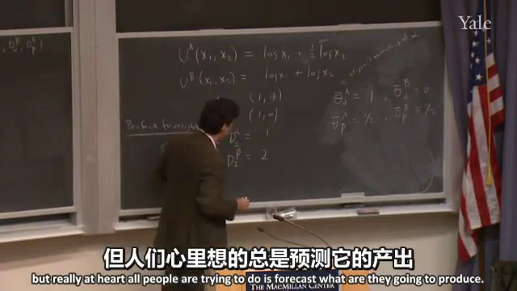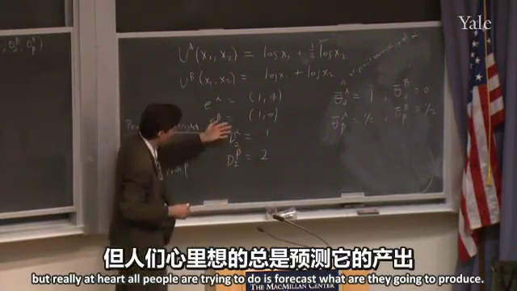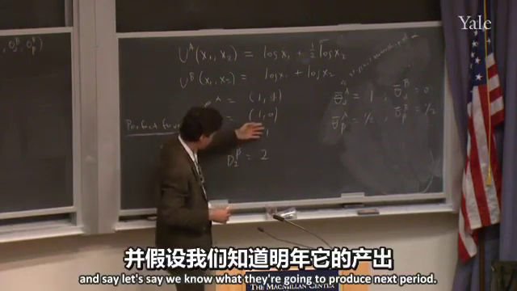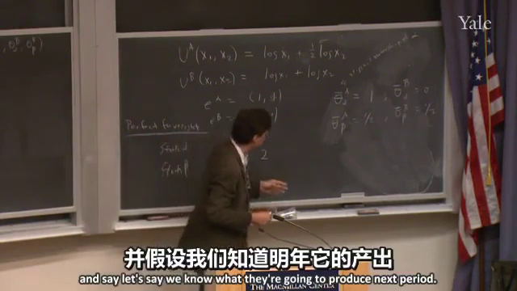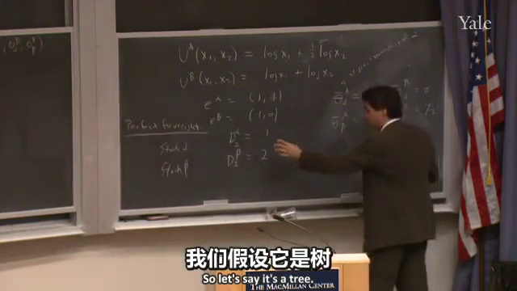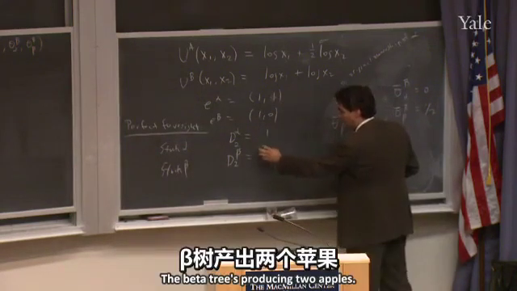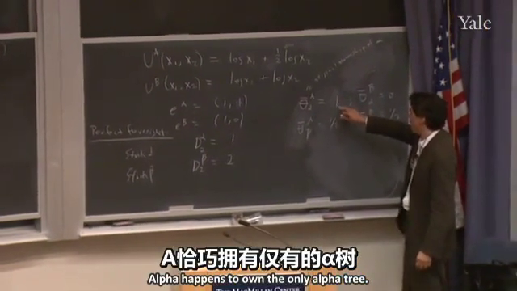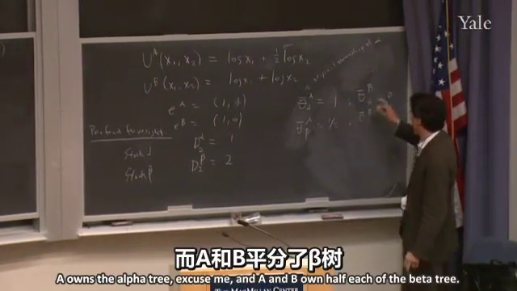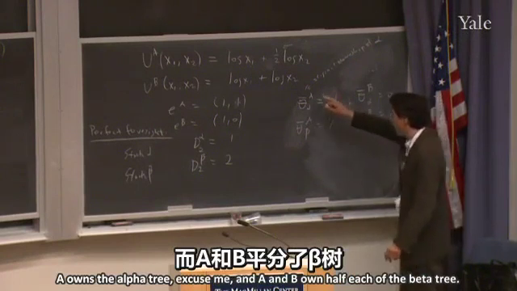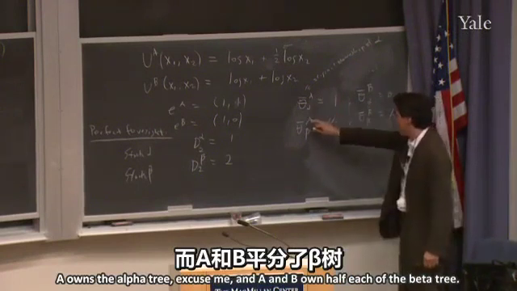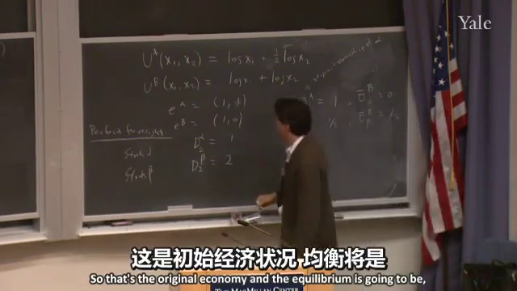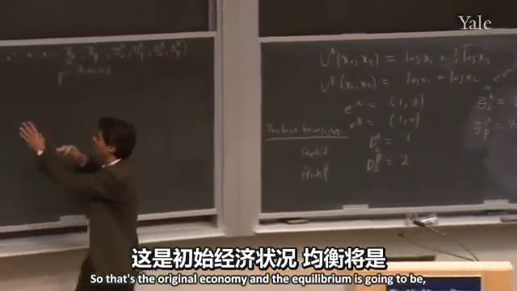But really, at heart, all people are trying to do is forecast what they are going to produce. So we're going to make it simple mathematically and say, let's say we know what they're going to produce next period. And then people begin. So let's say it's a tree. Everybody knows the alpha tree is producing 1 apple, the beta tree is producing two apples. A owns the alpha tree, and A and B own half each of the beta tree.